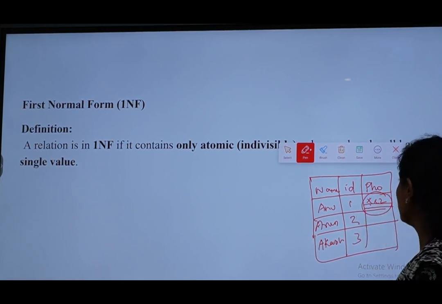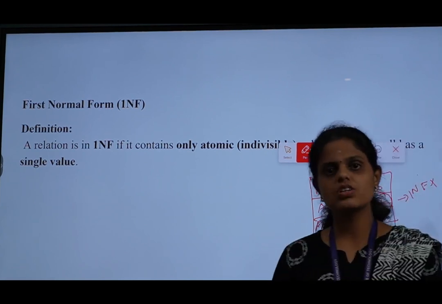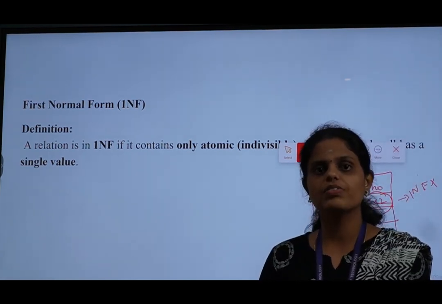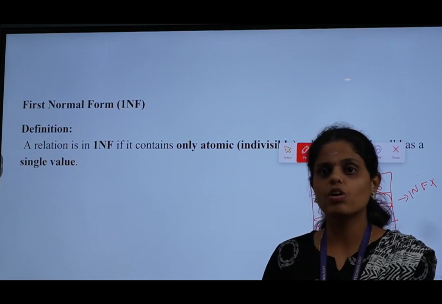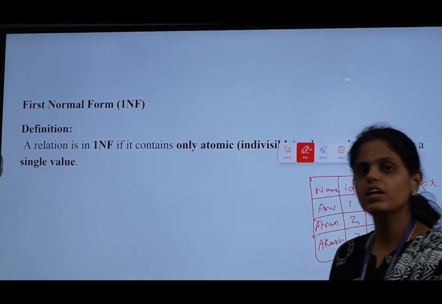So this table is not in 1NF. If the relation we have defined is not in 1NF, it means that the relation is not even a proper relation, not even a basic proper relation. That is what we can conclude.